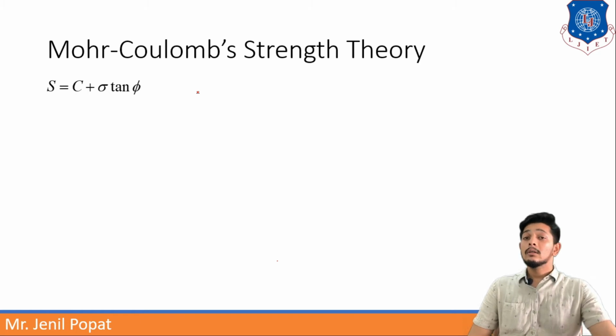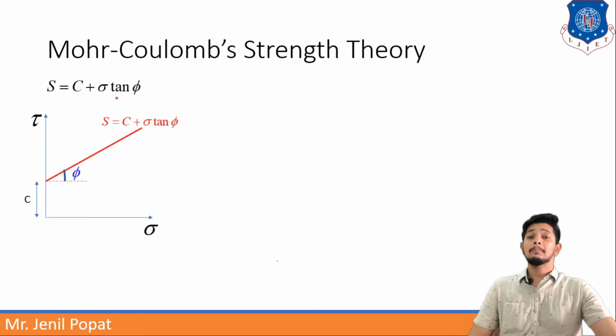Here one component is cohesion and the second one is frictional resistance. So we can plot a graph from this line, S is equal to C plus sigma tan phi. Here C is constant and it is not dependent on the applied normal stress. In this graph, C is constant, phi is the angle of internal friction, and the line is given as S is equal to C plus sigma tan phi.